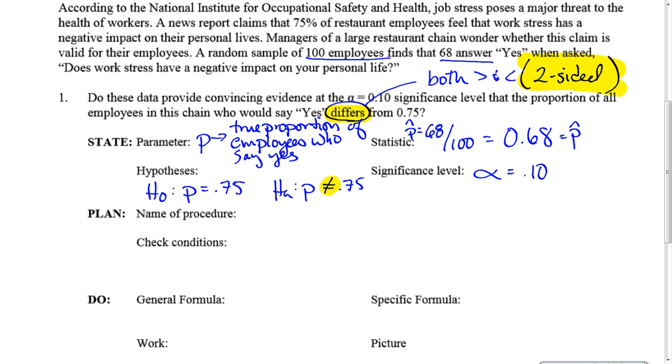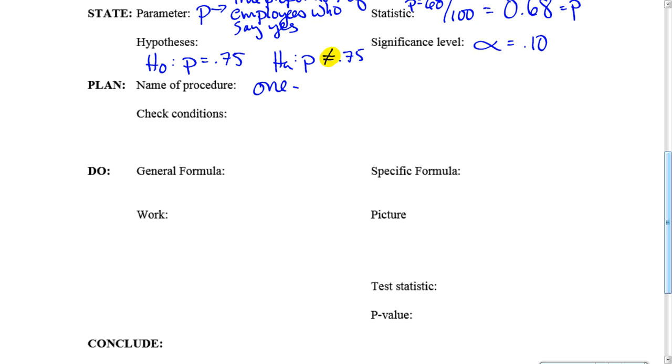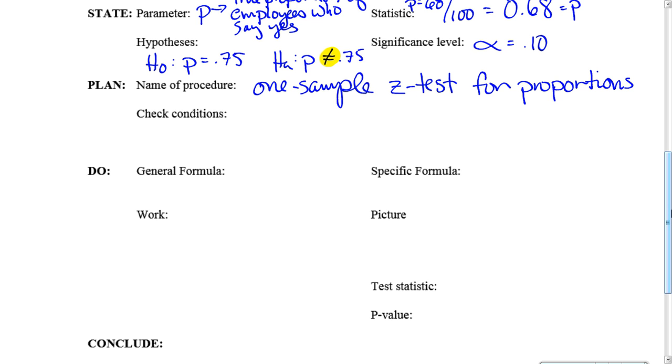So plan it: name it, check conditions, name of our procedure. We have one sample, so it's going to be a one-sample test. How many samples do you have? What type of test are we running? In this case, we're doing a z-test for one proportion. Since it's a proportion, we can figure out what the assumed standard deviation would be if it was 75% in 100 people. It's like your thesis statement. This is what I'm going to do.